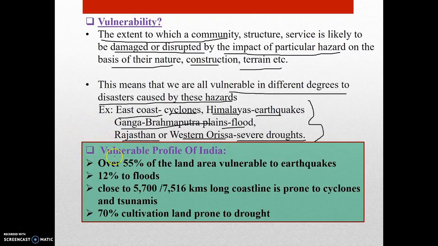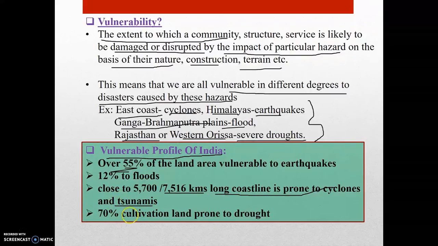So what is the vulnerability profile of India? Over 55% of the land area is vulnerable to earthquakes, 12% to floods, and close to 5,700 out of 7,516 kilometers of coastline is prone to cyclones and tsunamis. 70% of cultivable land is prone to drought.